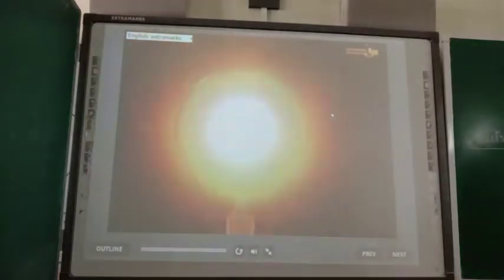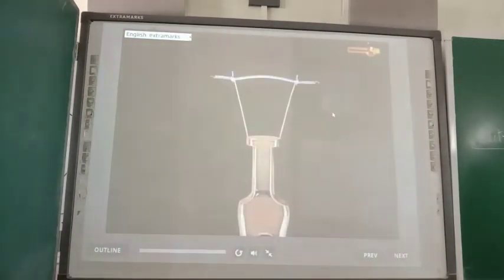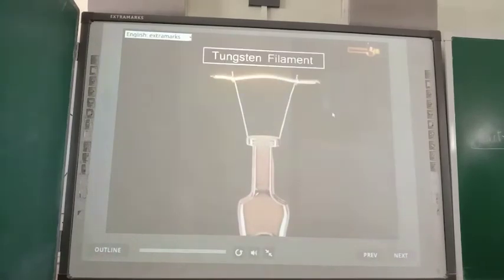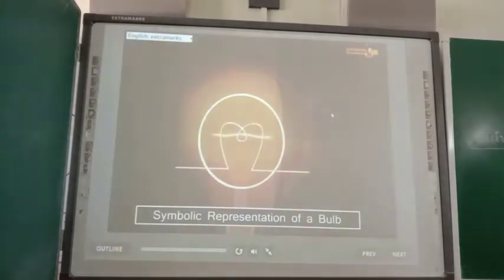It is a device which is designed to produce light and heat from electricity. Inside the glass chamber, there is a thin wire of tungsten called filament. The bulb is filled with argon gas. The symbolic representation of electric bulb is shown here.